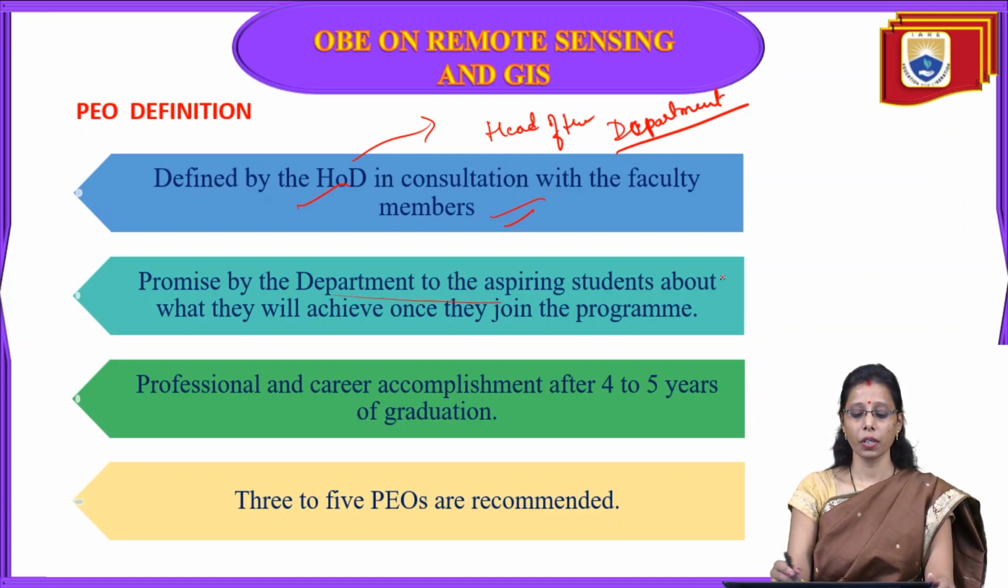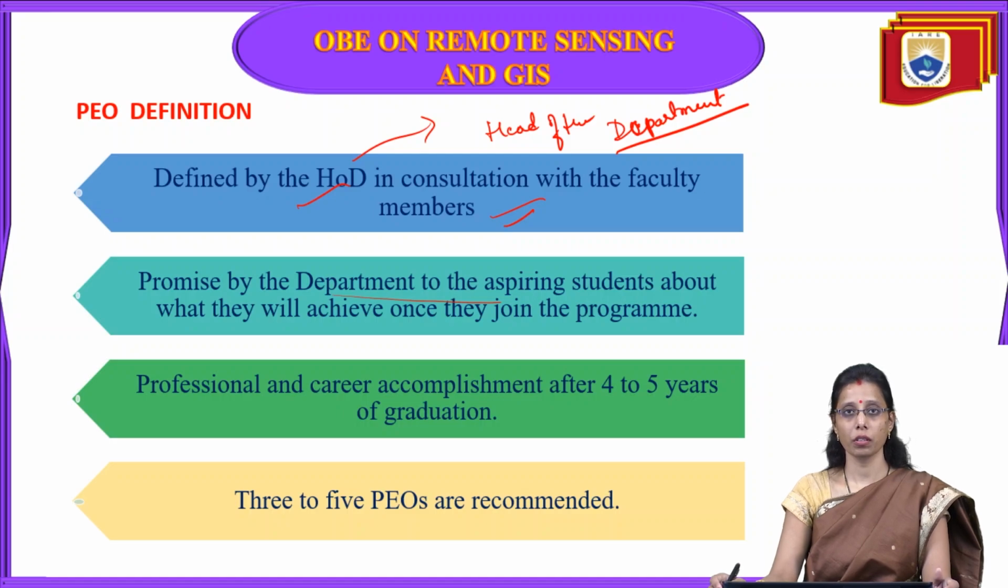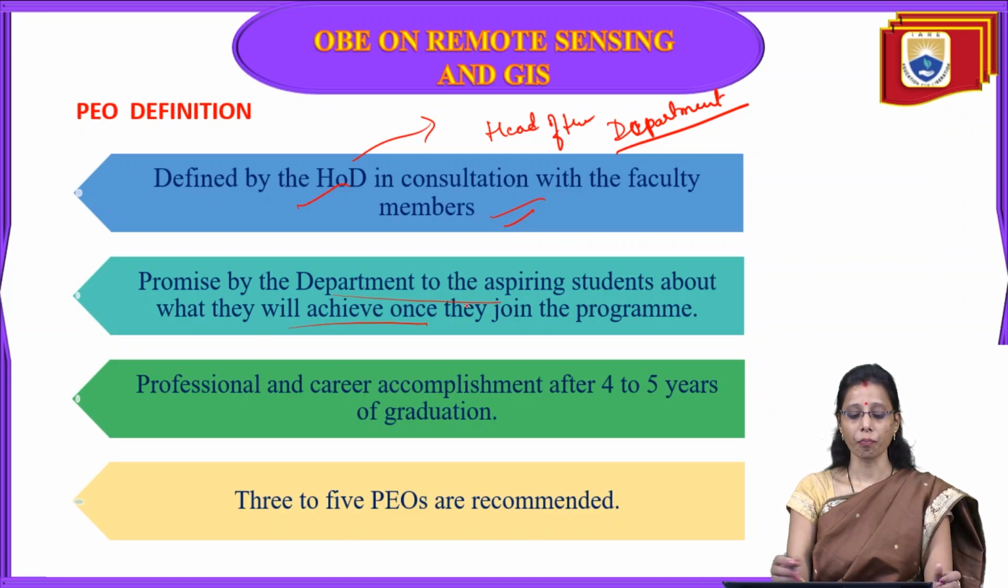Now, the PEO is promised by the department to aspiring students, along with the faculty in consultation. It tells them what they are going to achieve when they join the program. All these promises are given by the department to the students about what they will achieve in the future. Once they join this course, what they are going to achieve, we will be discussing in the PEO. It is defined by the HOD along with consultation with different faculty members of the department.